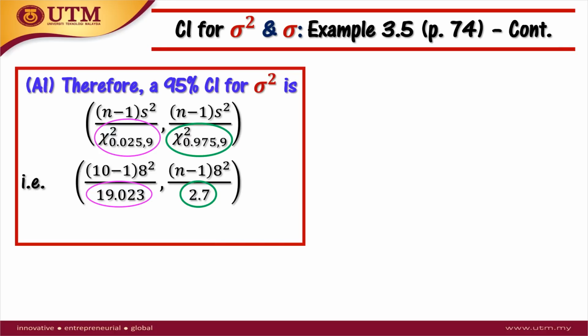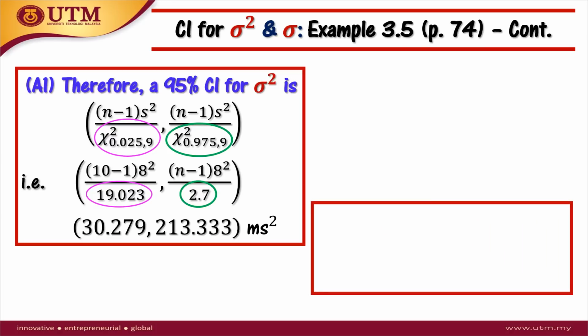Substituting all the values required in the formula, we can then get the answer for a 95% confidence interval for the true population variance of response time given by 30.279 and 213.333 milliseconds squared.